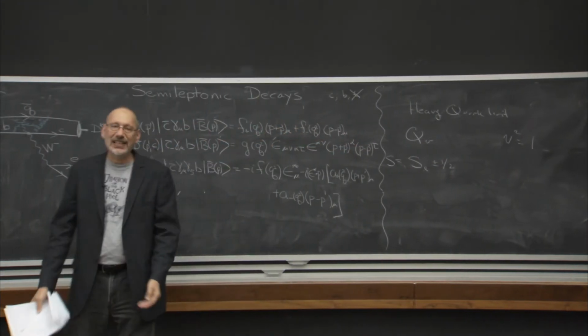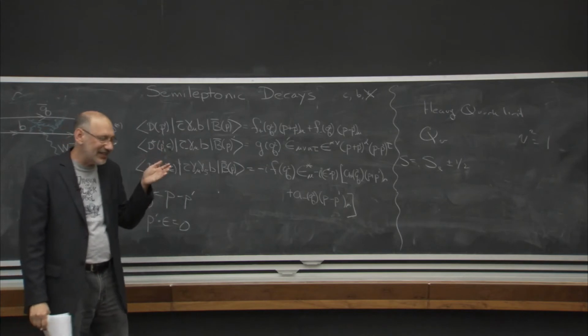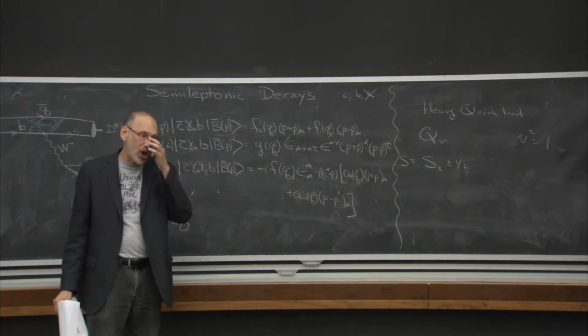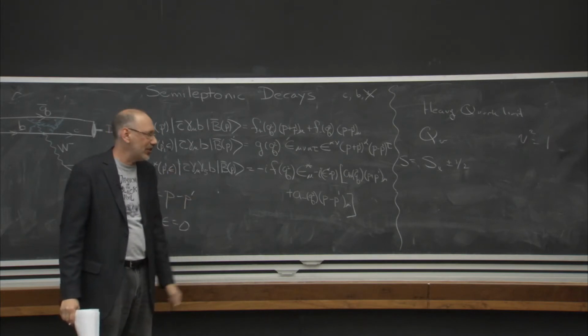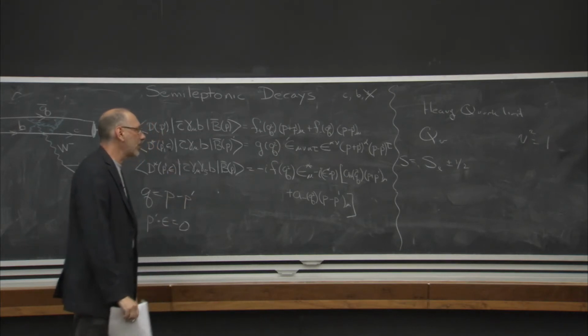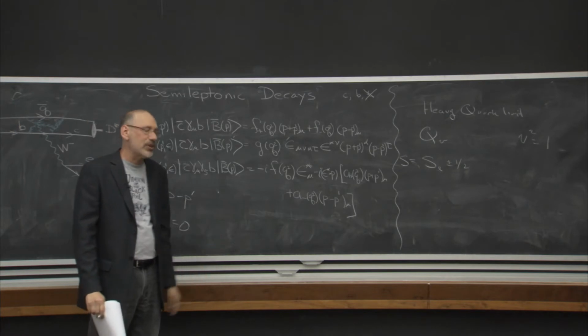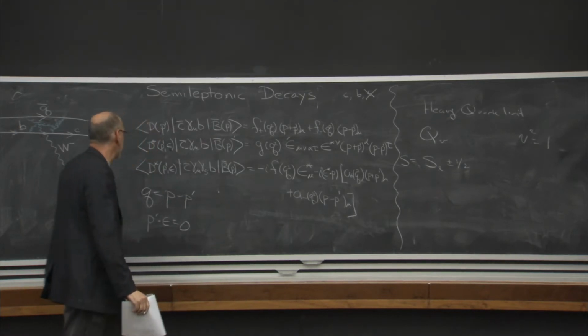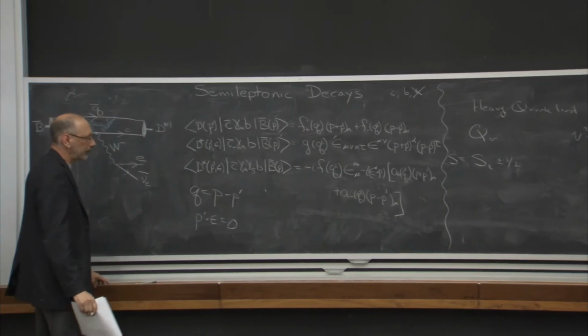Of course, the D and D star, their masses aren't exactly equal. They are split. But that splitting is suppressed by 1 over the charm quark mass, something of order lambda QCD divided by the heavy charm quark mass. And the splitting is even smaller between the B and the B star because the bottom quark mass is heavier than the charm quark mass.